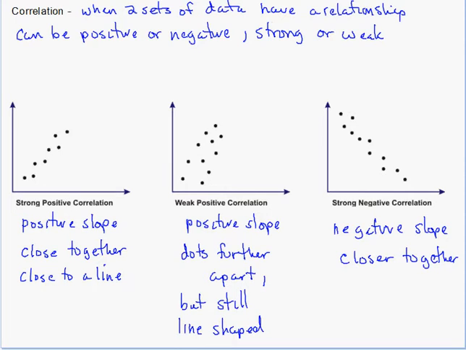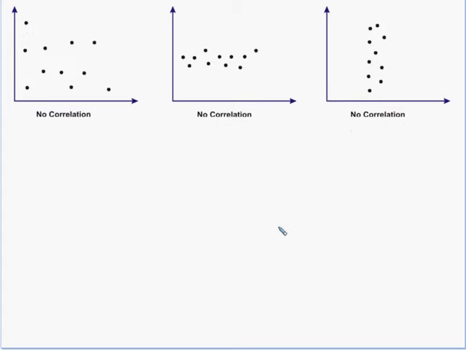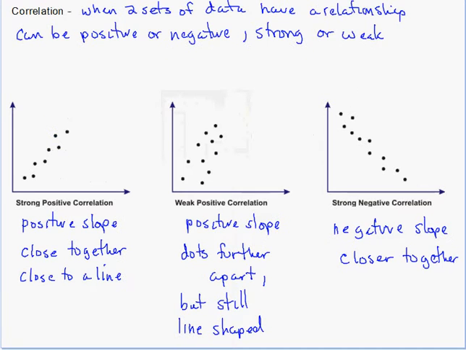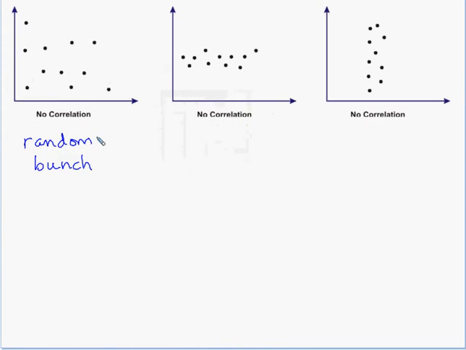All right, now, no correlation can happen three ways. You can have random. So the one before, on the second slide, was no correlation. Yeah, no correlation because it's just a big blob. So we have no correlation if it's a big blob, like a random bunch. There's no pattern, and it does not look like a line.